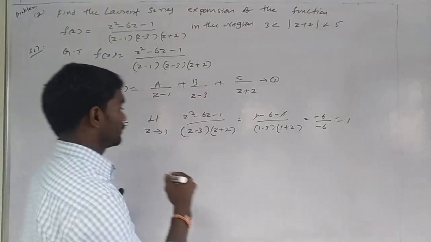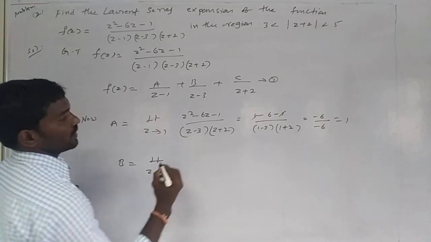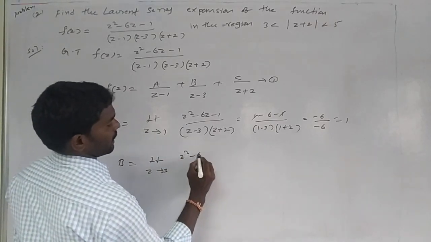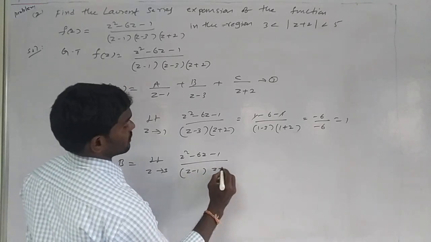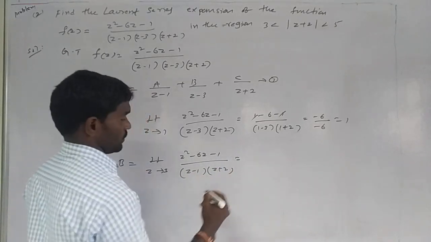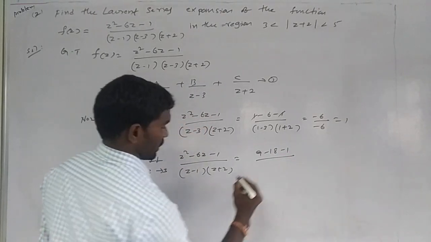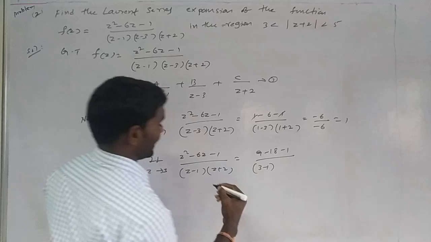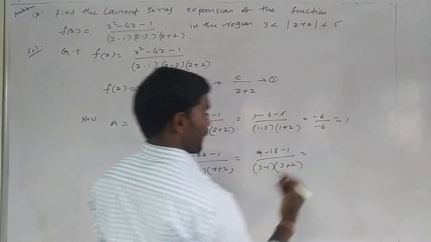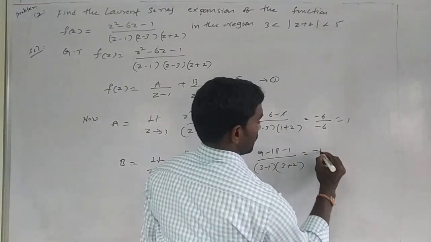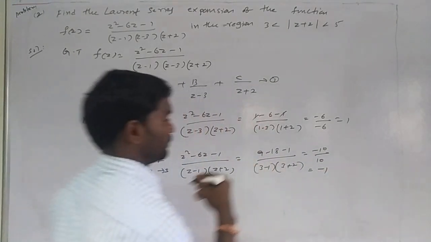That equals 1. B equals the limit as z tends to 3 of (z² − 6z − 1) divided by (z − 1)(z + 2), that equals (9 − 18 − 1) divided by (3 − 1)(3 + 2), that equals −10 divided by 10, that equals −1.